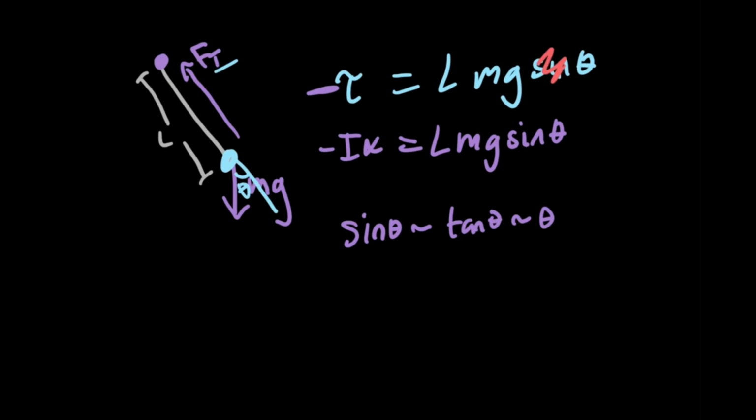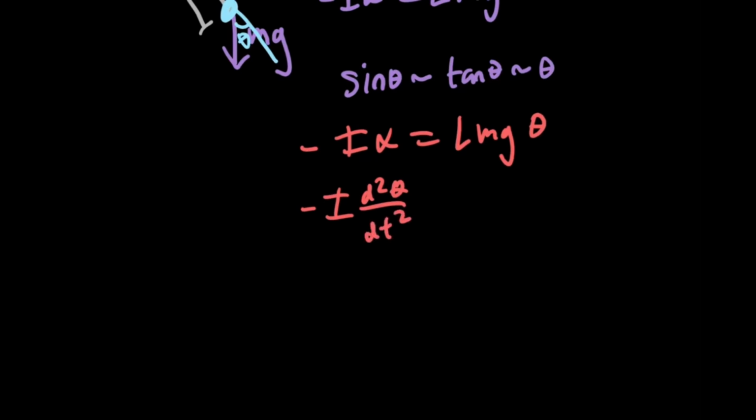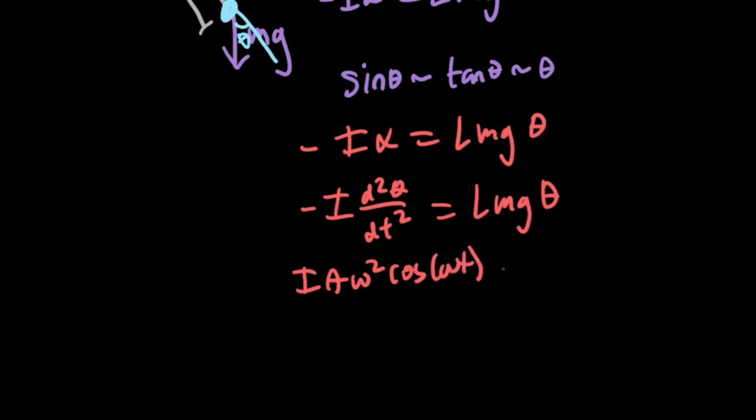So we're going to get negative I alpha is equal to L mg theta, otherwise known as negative I d squared theta over dt squared is equal to L mg theta. Then we have I A omega squared cosine of omega t is equal to L mg A cosine omega t.